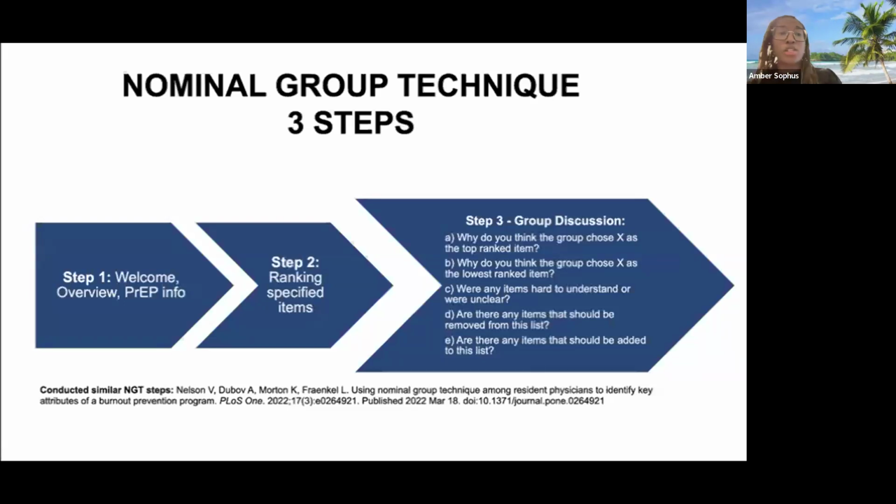So for step 1, as you can see, I didn't include a silent generation of ideas. Instead, I had a welcome, I did the overview, and I provided women with what is PrEP, the efficacy, the effectiveness, and how they could access it in the typical process women would use. So you really need to make sure that your population knows about the product or the items or the idea around the question that you're asking. And if not, you really need to provide that at the beginning of the session.